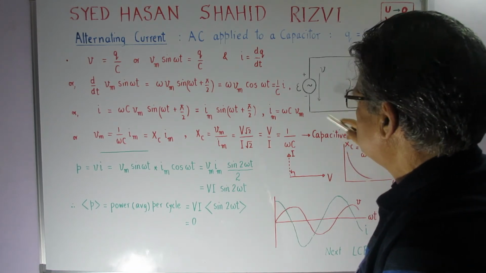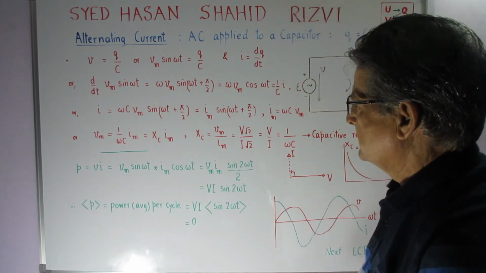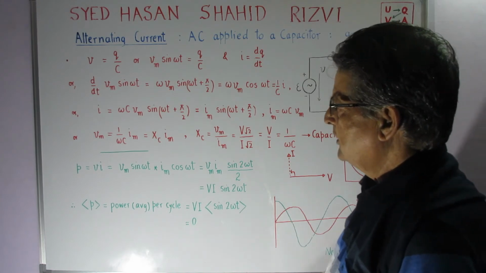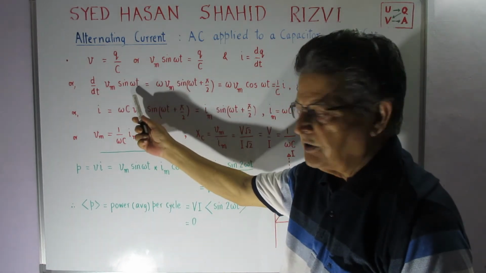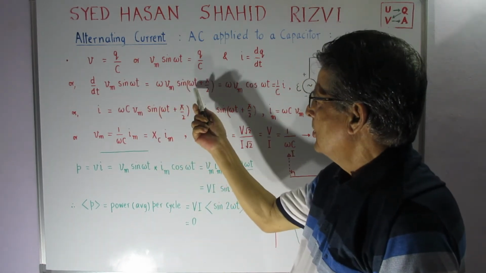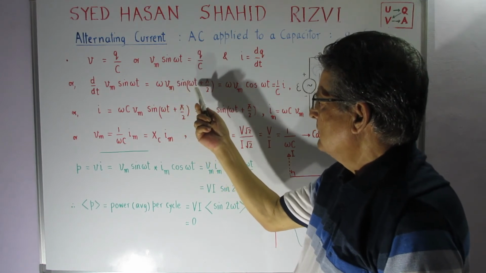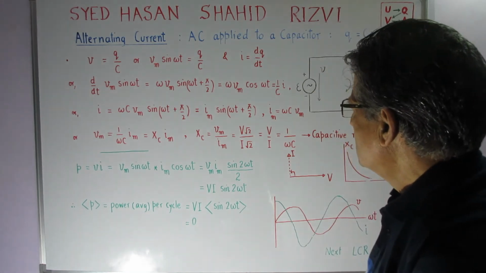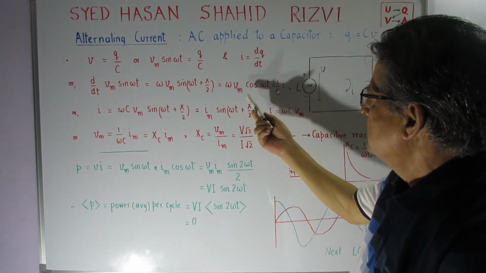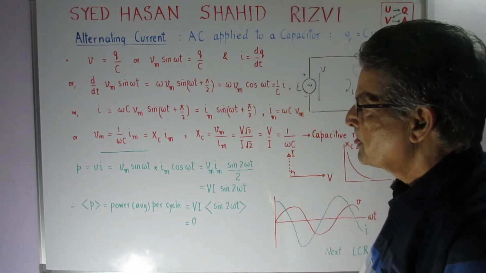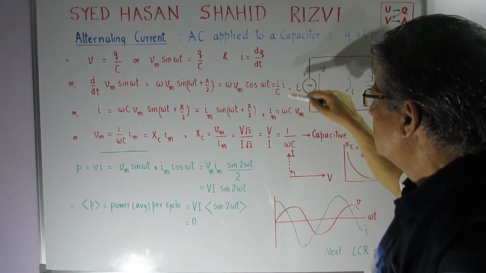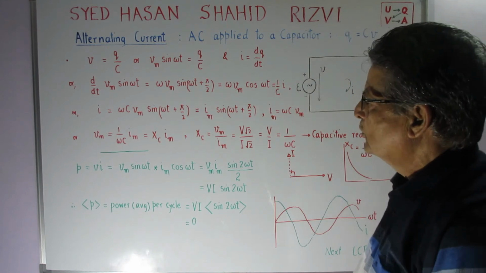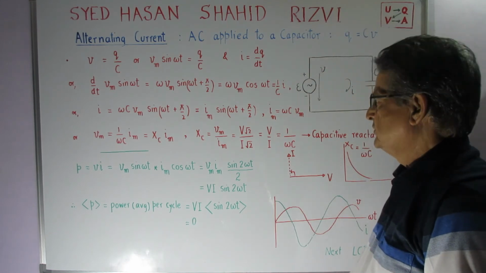The current is defined as dq/dt. So we differentiate this: d/dt of Vm sin(omega t), dV/dt, is equal to omega Vm sin(omega t plus pi by 2), which turns out to be omega Vm cos(omega t). So this is equal to 1 upon C, and dq/dt is equal to I. I am just writing it quickly as equal to this.